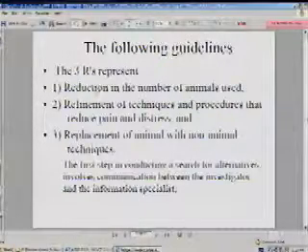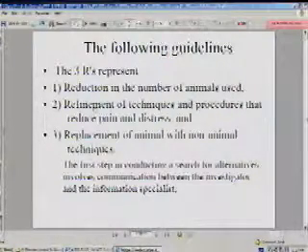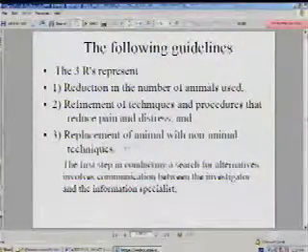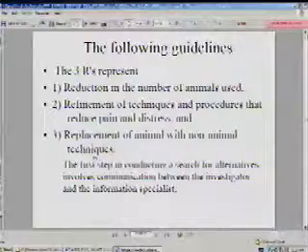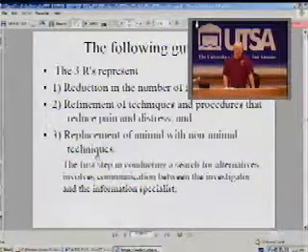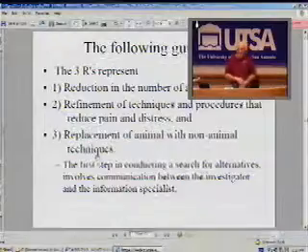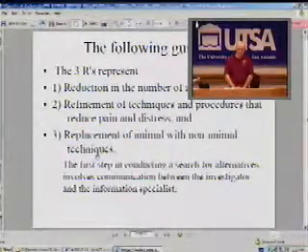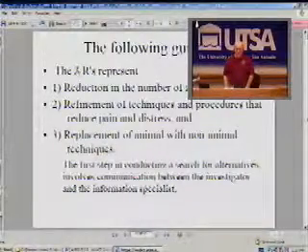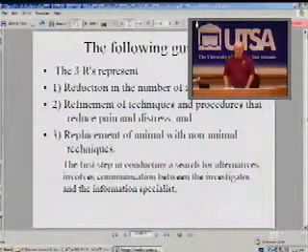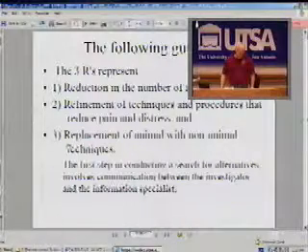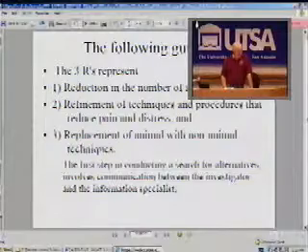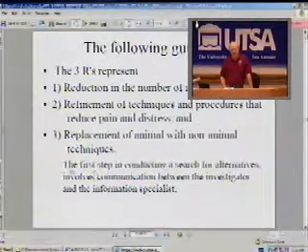The 3 R's represent reduction in the number of animals used, refinement of techniques and procedures that reduce pain and distress, and replacement of animals with non-animal techniques. So these are those 3 R's that we mentioned before. Certainly in the reading of the Animal Welfare Act, we understand the ethical basis for reaching this short list of recommendations or guidelines in working with animals in research.